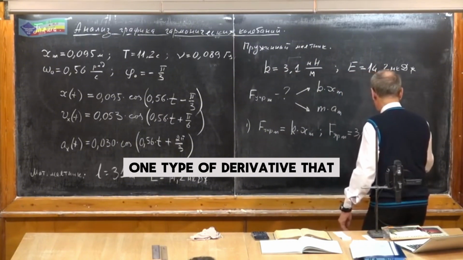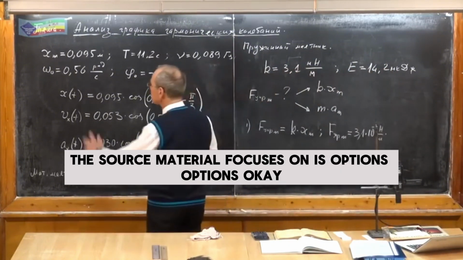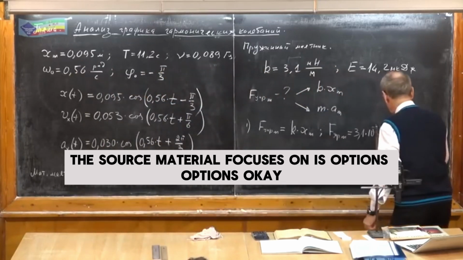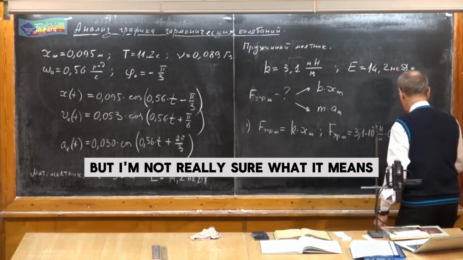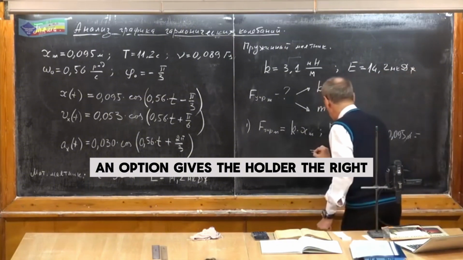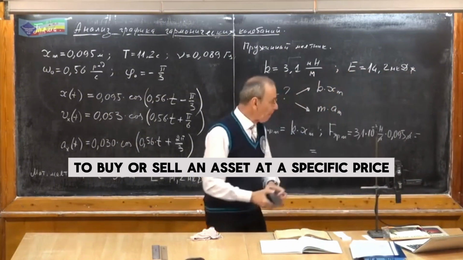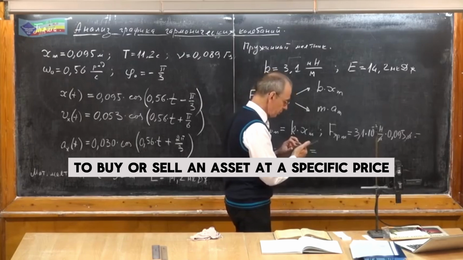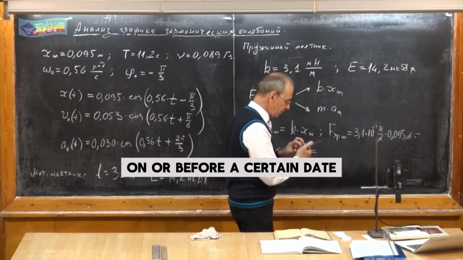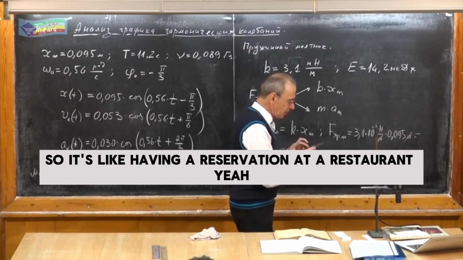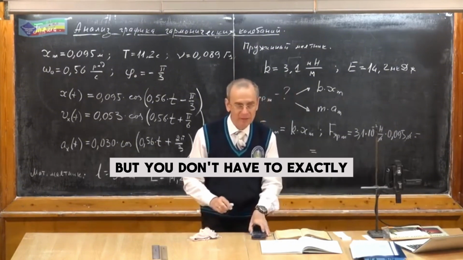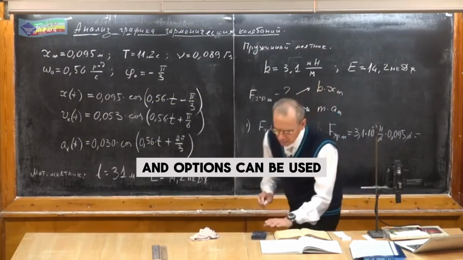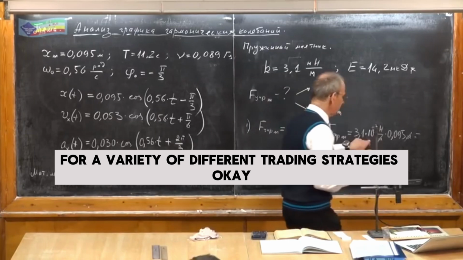One type of derivative that the source material focuses on is options. Options. Okay, I've heard that term before, but I'm not really sure what it means. An option gives the holder the right, but not the obligation to buy or sell an asset at a specific price on or before a certain date. So it's like having a reservation at a restaurant. Yeah. You can choose to show up, but you don't have to. Exactly. And options can be used for a variety of different trading strategies.